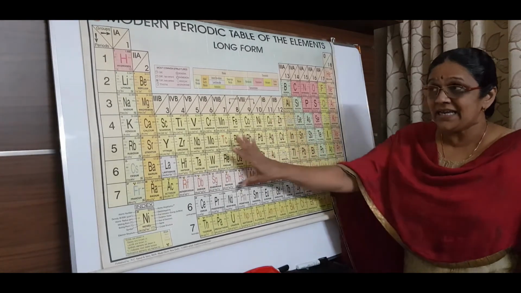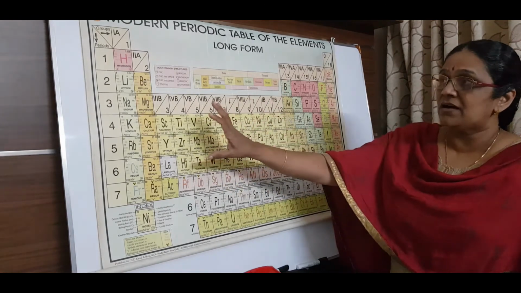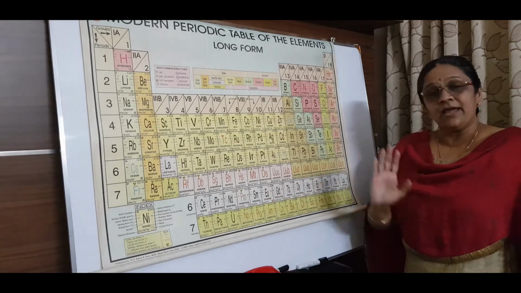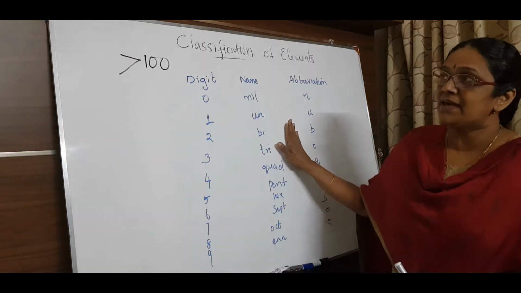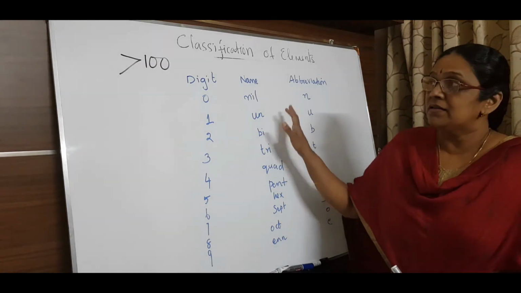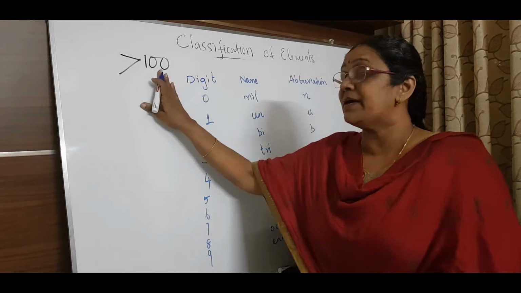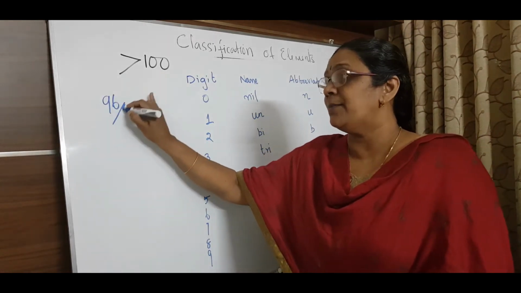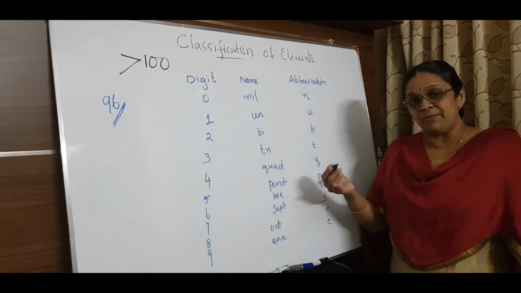Now you have to study in detail about the electronic configuration of these groups, that is S block, P block, D block and F block. Now we will see how to write the nomenclature of elements having atomic number greater than 100. You know there are 96 naturally occurring elements that have been found. Others are all artificial, man-made elements.